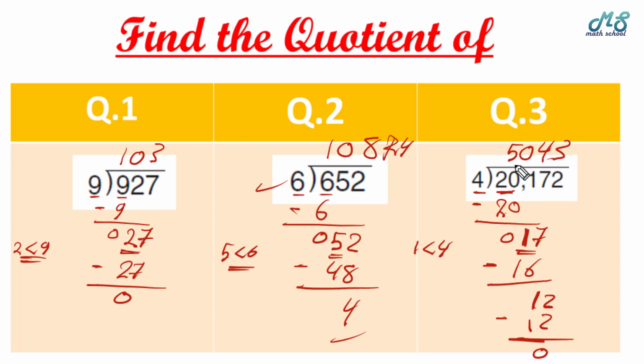To check your answer, just multiply the quotient by the divisor to get the number, which is 20,172.